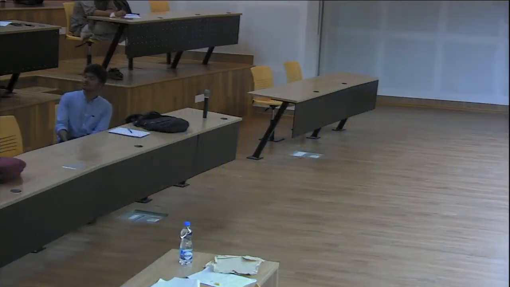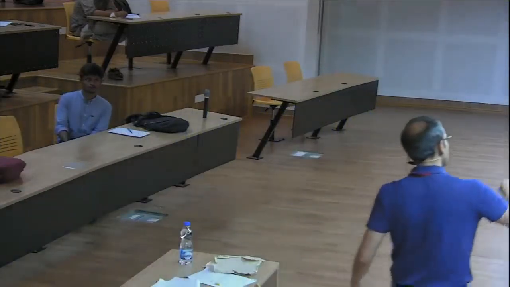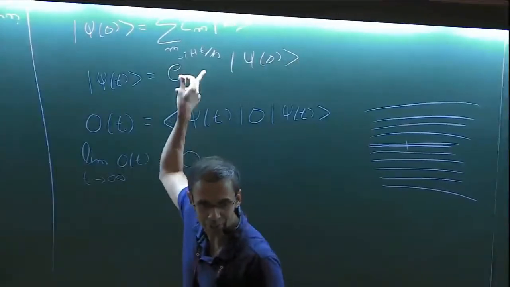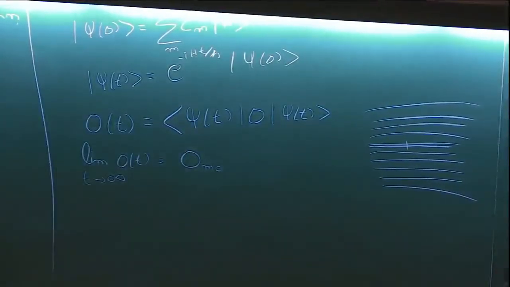Yeah. So all of this, here, if the Hamiltonian were not time independent, this wouldn't make any sense. So this is all assuming that you have a system in which energy is conserved. Okay, fine. All right, so let's proceed now.